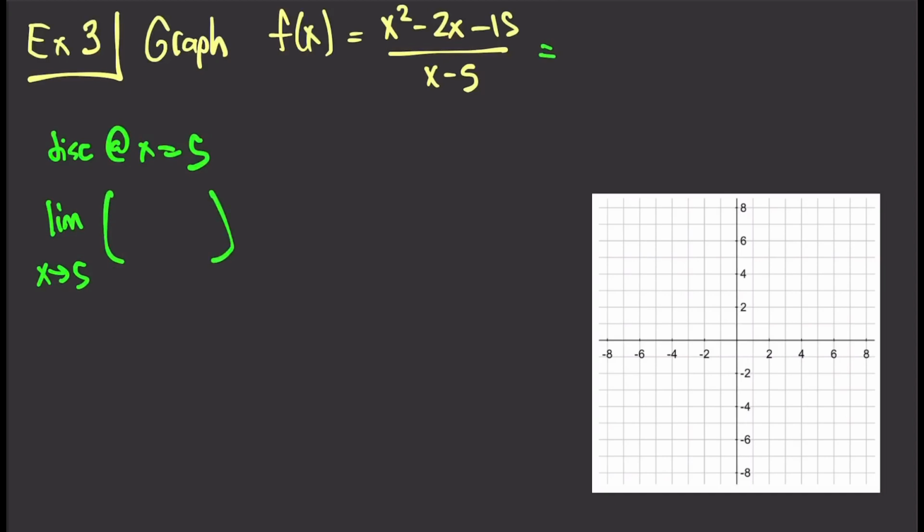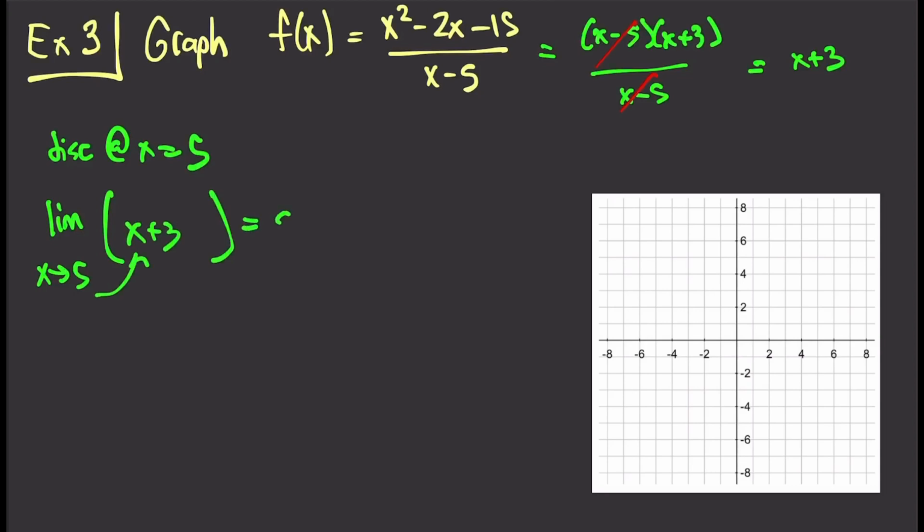And let's simplify this while we're here. It looks like that's going to be x minus 5, x plus 3 over x minus 5. And these cancel. So my simplified expression is simply just x plus 3. Okay, plug that in. Now I can plug in a 5. 5 plus 3 is 8.